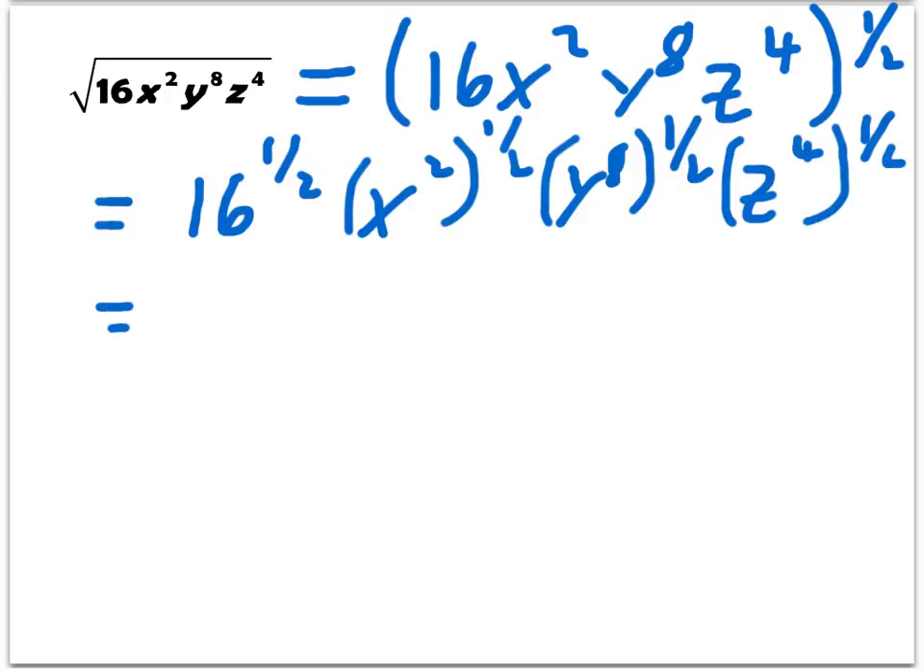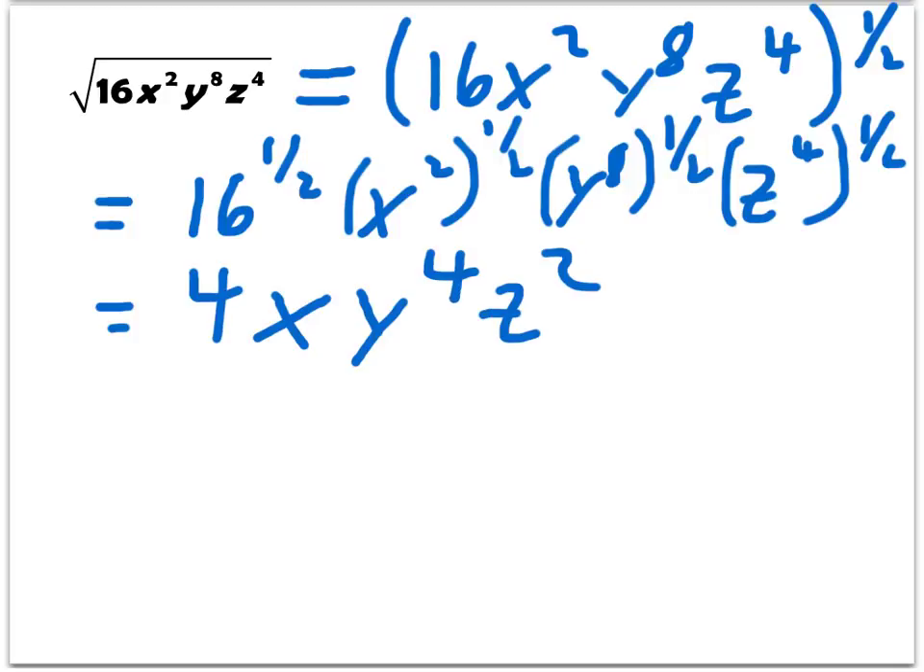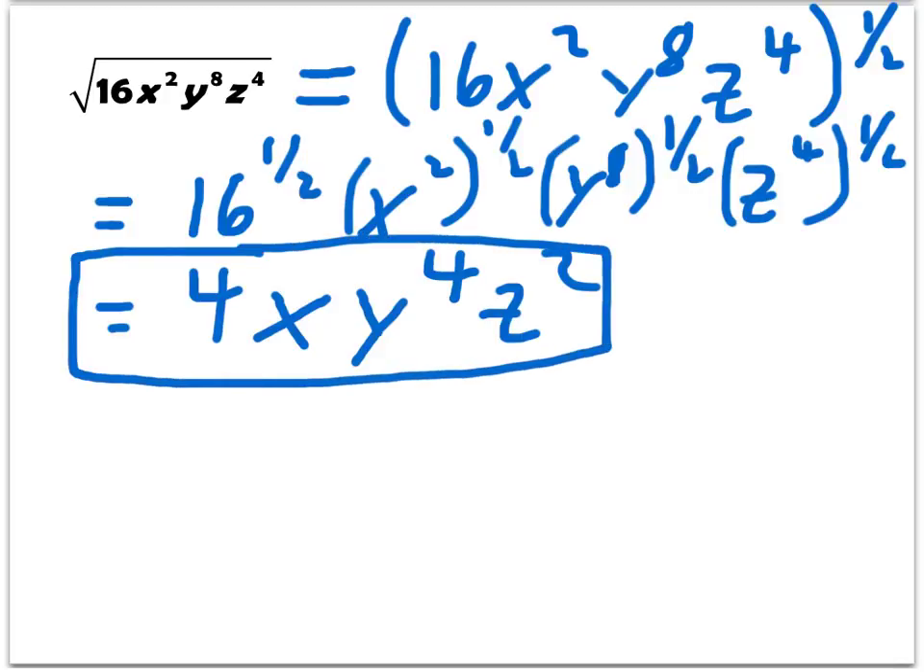Now we can start using properties of exponents to calculate these. The square root of 16 is 4. Now we've got a power to a power here, so 2 times 1/2 is 1, so x to the first power. Likewise here, 8 times 1/2 is 4, and then 4 times 1/2 is 2. And so here's our simplified equivalent expression.